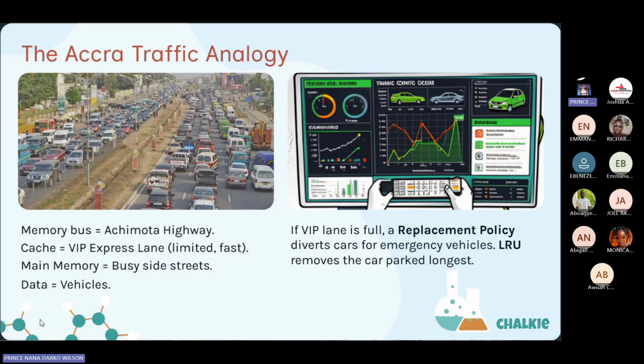Now it says if the VIP lane is full, a replacement policy diverts cars for emergency vehicles. So this means that if the VIP side is full and someone like the president is coming, we can easily find someone on the VIP road who is not held in a position that is viewed as the level of presidency.